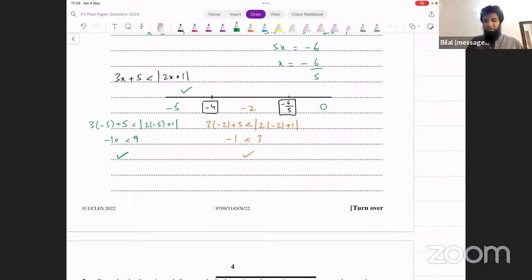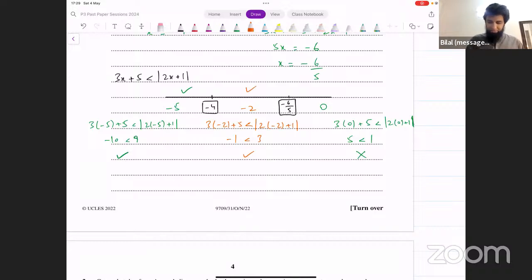Let's try the number on the right side. What does that give us? 3 into 0 plus 5, that is less than the modulus of 2 into 0 plus 1. On the left side, we've got 5. 5 is less than 1. Is that correct? That's not correct. So the middle region is correct. The region on the left is correct.